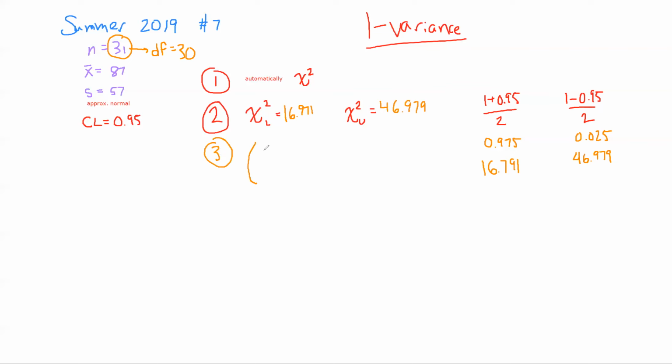To construct the confidence interval, you just follow these simple steps. You do n minus 1 times sample standard deviation squared, or sample variance, divided by chi-square upper. Did they give me sample standard deviation or sample variance? Sample standard deviation, okay. So they gave me S equals 57. We need to remind ourselves to square this. That is less than the population variance.